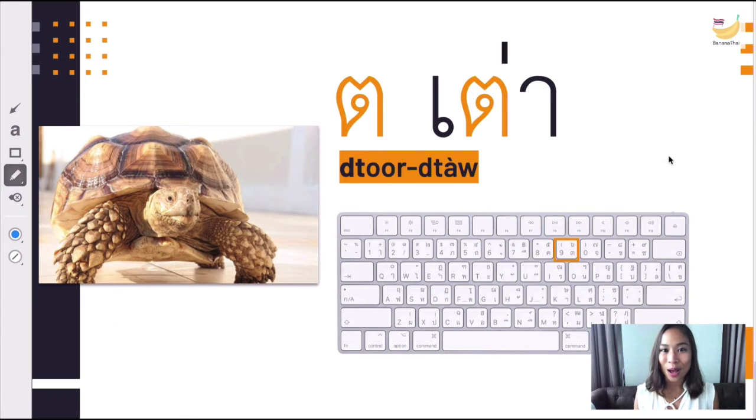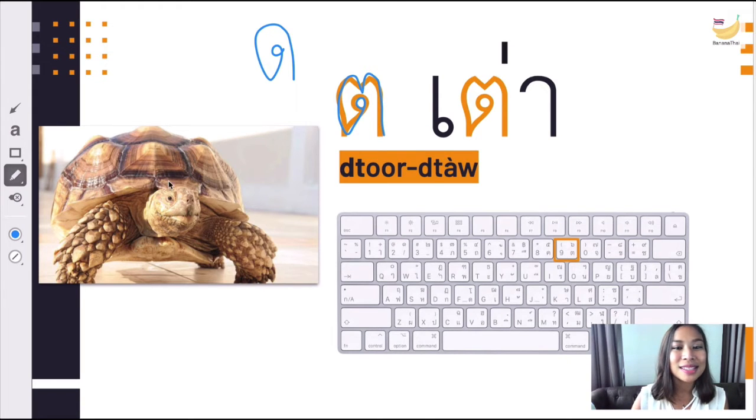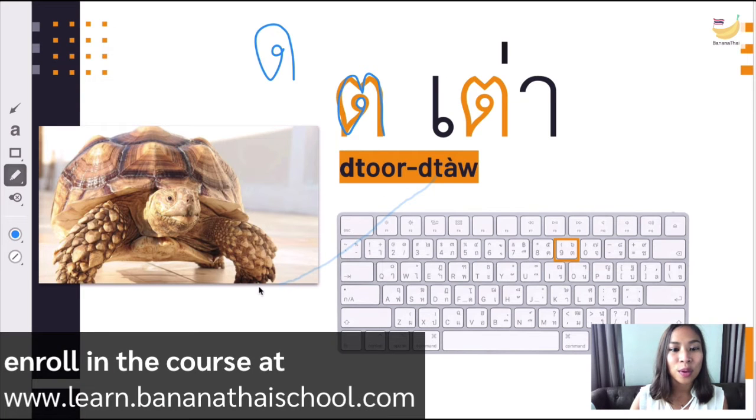Next one is ต่อเต่า. It looks really similar to ดอเด็ก. Remember ดอเด็ก is like this: go down and up like this. But ต่อเต่า has a broken head. So it's like ดอเด็ก but with a broken head here. So this is ต่อเต่า, and เต่า means turtle.